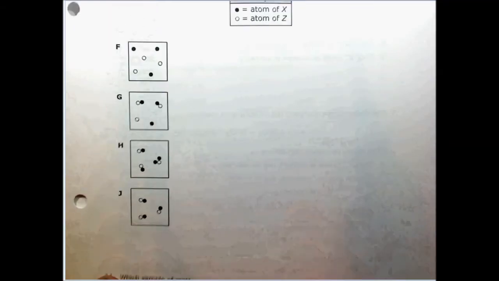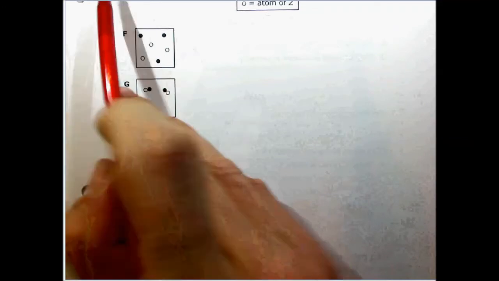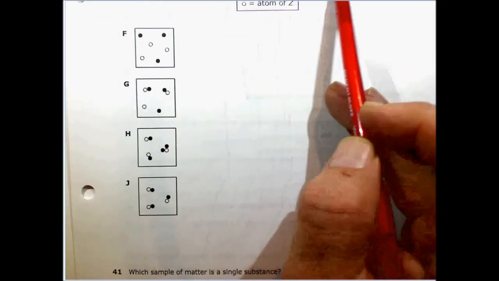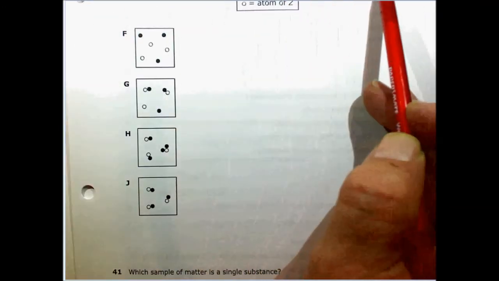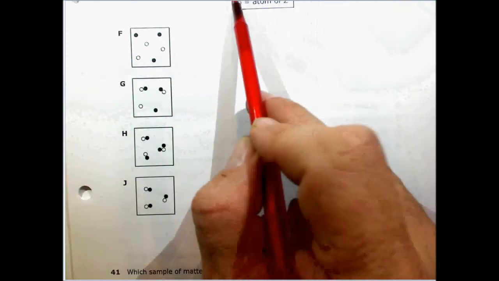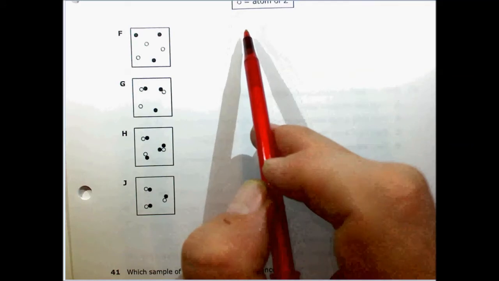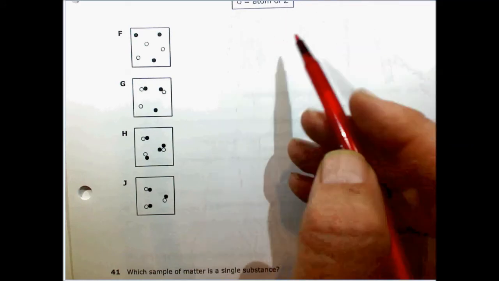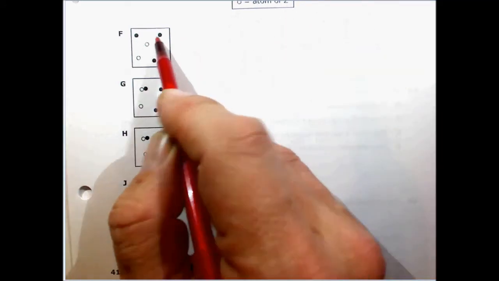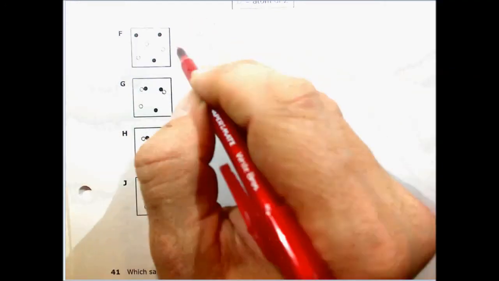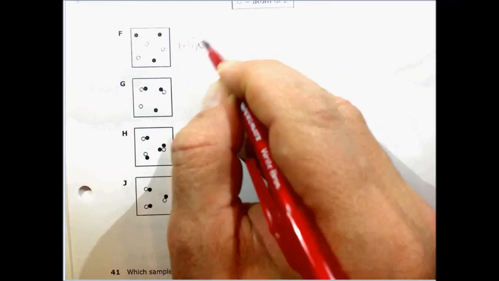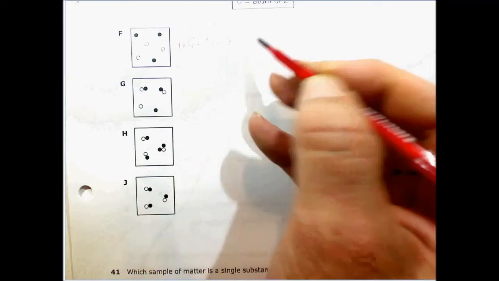We're in the home stretch. Which particle diagram represents a mixture of element X and element Z only? Element X is this circle, and element Z is the open circle. Where do we see a mixture of the two? Well, in this case, they're not bonded together. This must be a mixture.